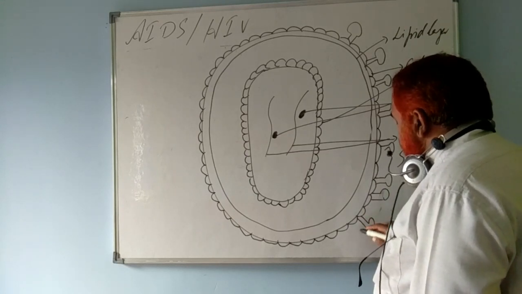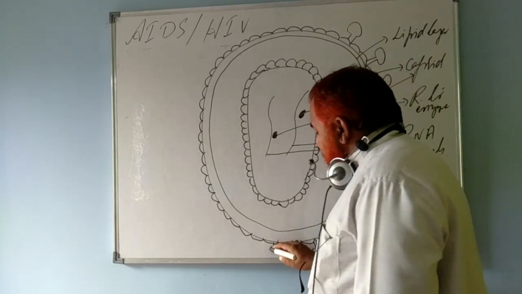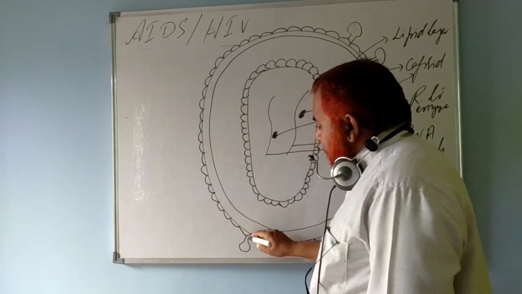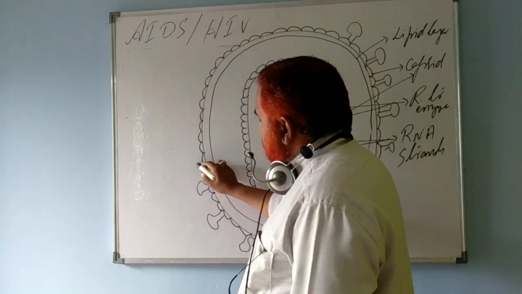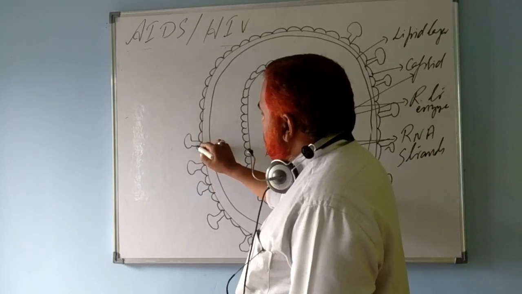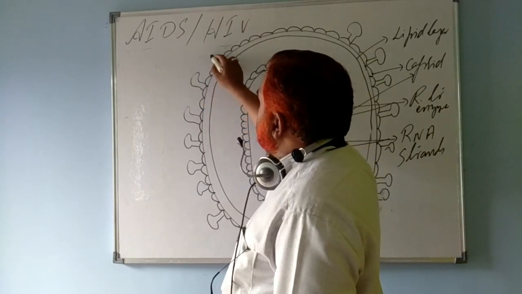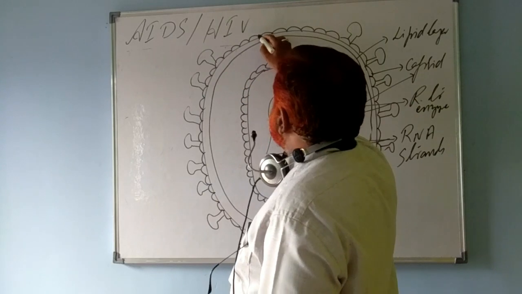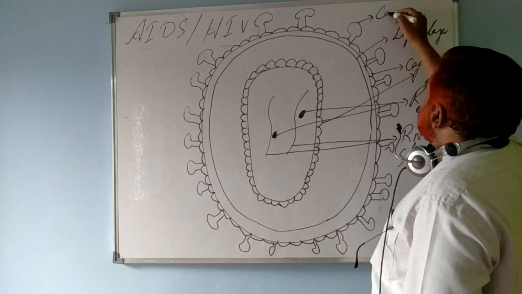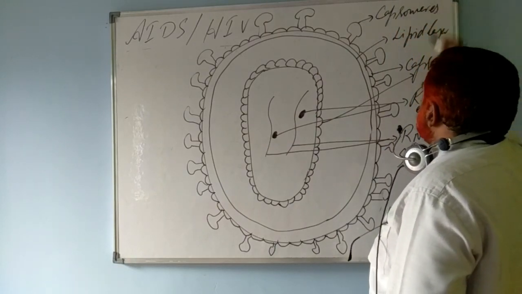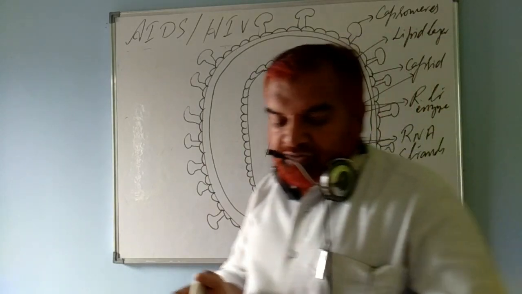They help in the attachment with the lymphocytes. These are specific in structure. These are known as capsomeres, the mushroom shaped structures. These are the ones which change. Right? Clear? So this is the basic structure of the HIV virus.